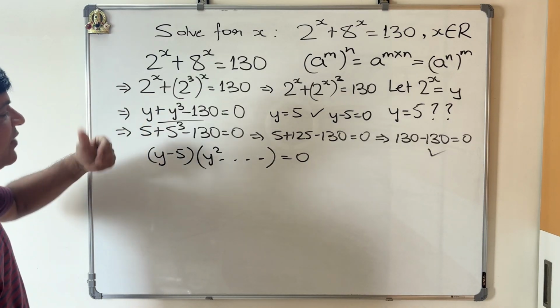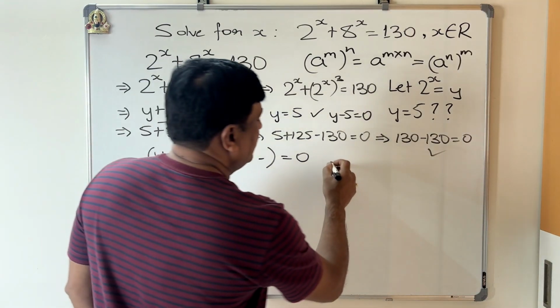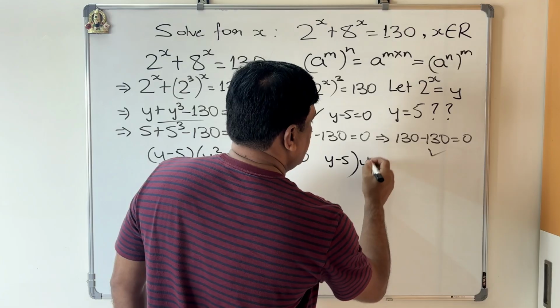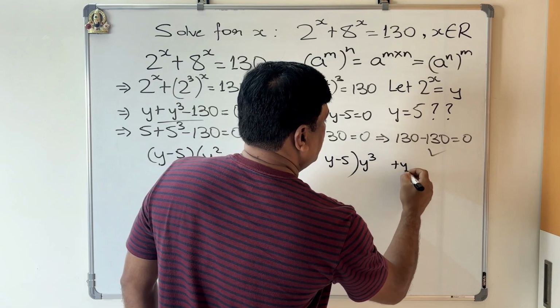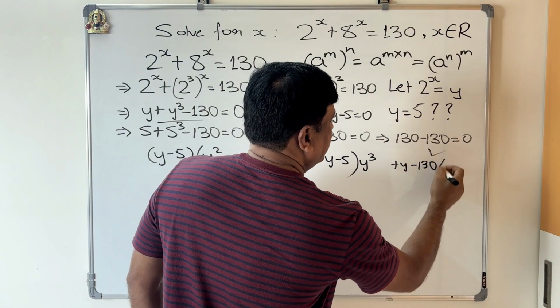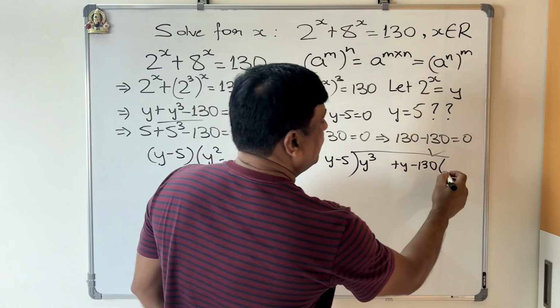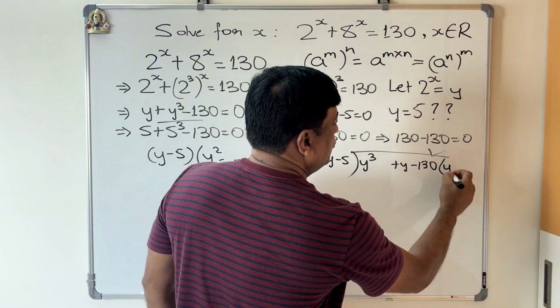When I do that, when you do the division bit, you did division in your junior classes, so you do it like this. y cube plus y minus 130. Divide it normally how you do it. So if you have to get a y square over here, y cube over here, you're going to do it by y square.